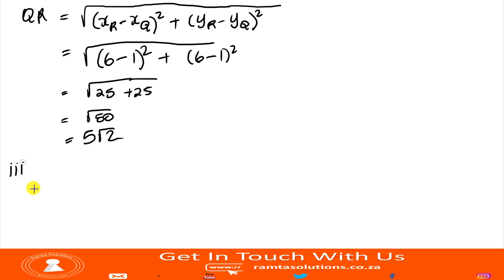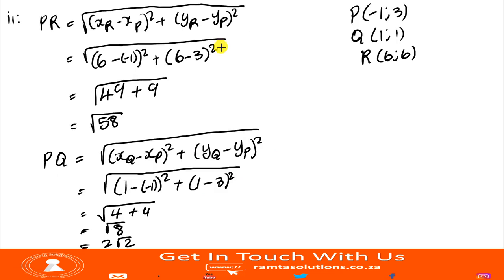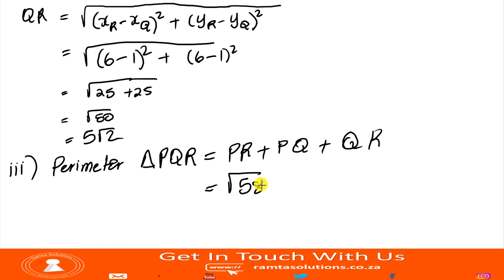Now, we can head to question 3. What is question 3? Question 3 says the perimeter of triangle PQR. What is it? It is side PR plus side PQ plus side QR. What is side PR? Side PR was the square root of 58. PQ was 2 square root of 2. QR is 5 square root of 2.